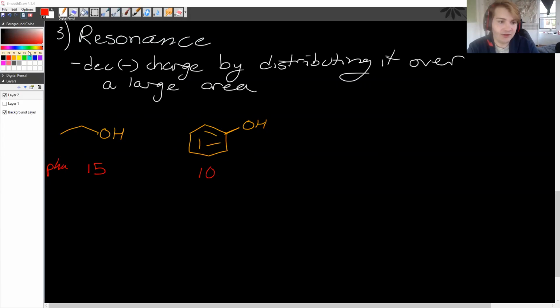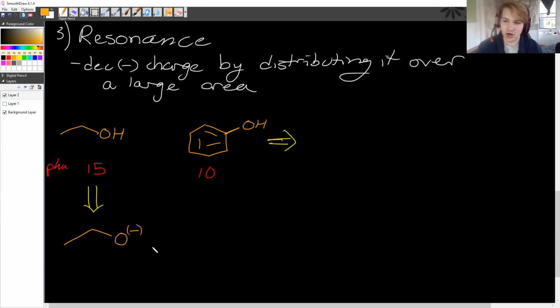So we were talking about resonance, and resonance is this idea about decreasing that negative charge by distributing it over a large area. If we take a look at these two different molecules, let's see what happens when we turn them into their conjugate bases. We have the conjugate base of ethanol, and we get this ethoxide, and we see that it has that nice big negative charge right on the oxygen. Versus the phenol turns into a nice old phenoxide, and a special thing happens.